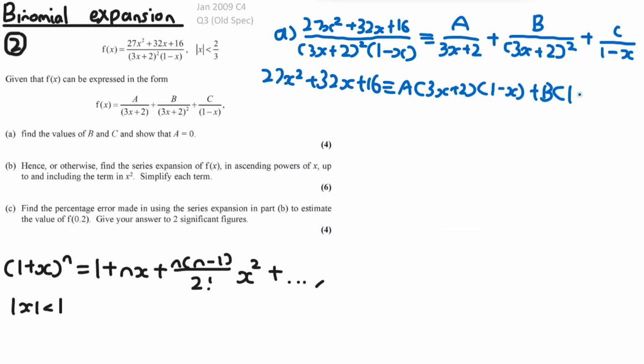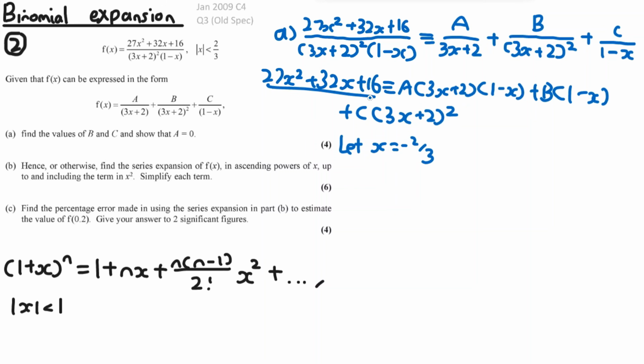It's going to be b of (1 minus x) plus c, and then (1 minus x) cancels out here to leave us with c of (3x plus 2) squared, like this. And then we can do some substitutions to figure out some values. So first of all, let's let x equal to minus 2 over 3. So therefore these brackets become 0.